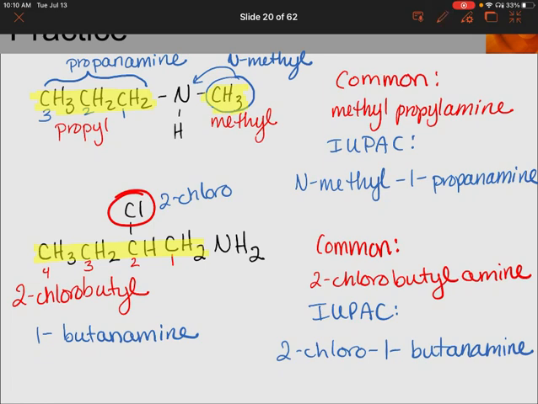Okay. So not too bad. It can get a little overwhelming with having the 2 different methods of naming. But as long as you use one method or the other, then that's fine with me, as long as it's correct.